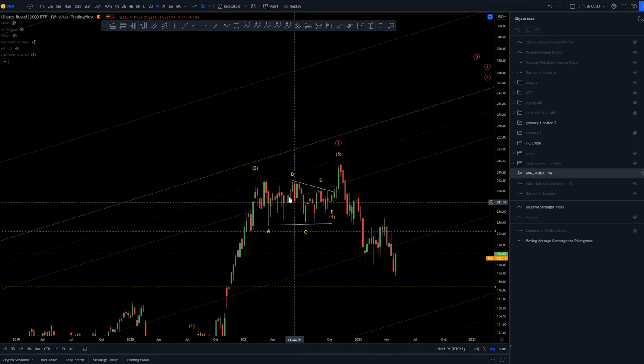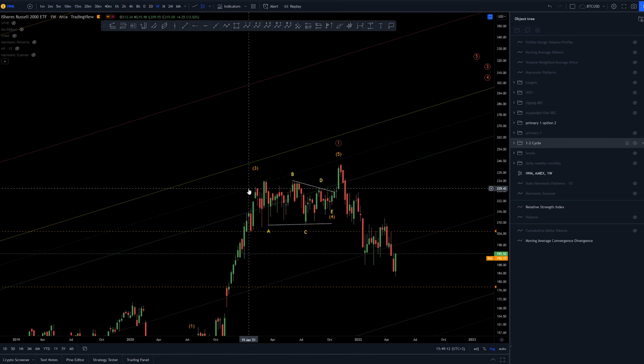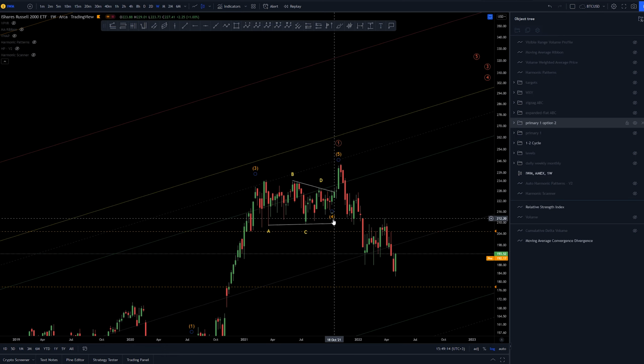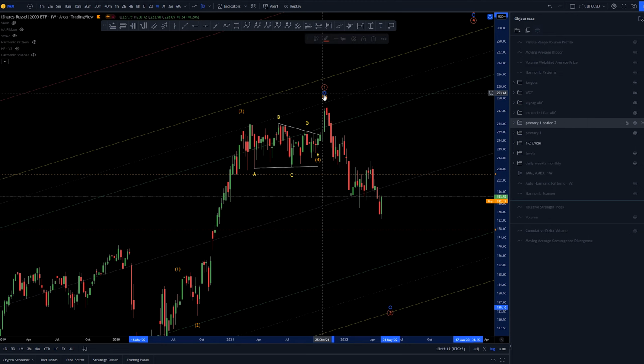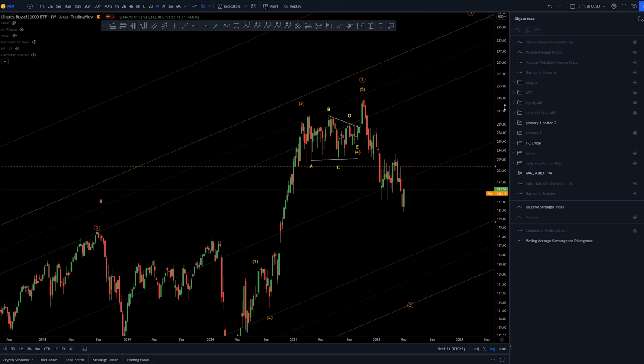I guess there could be other ways to say that wave 4 could end here, or it is just a double or triple correction down to 4 and still being able to end the count here on the primary one or the cycle end.